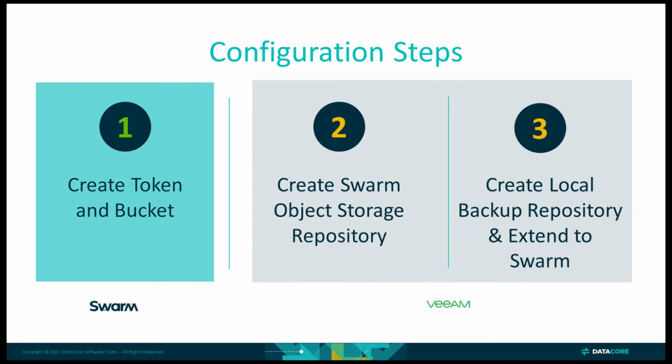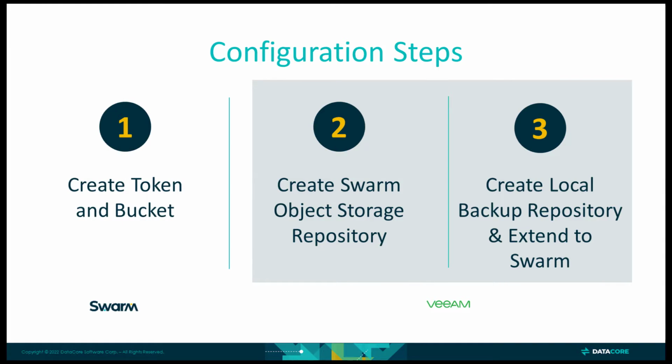The simple process starts from the console of an active Swarm cluster with the creation of two elements needed by Veeam: a token for secure S3 authentication and an on-premises bucket in which to store the backup files. Then we can set up the object storage repository for Veeam. Once configured, one merely follows standard backup and restore procedures.